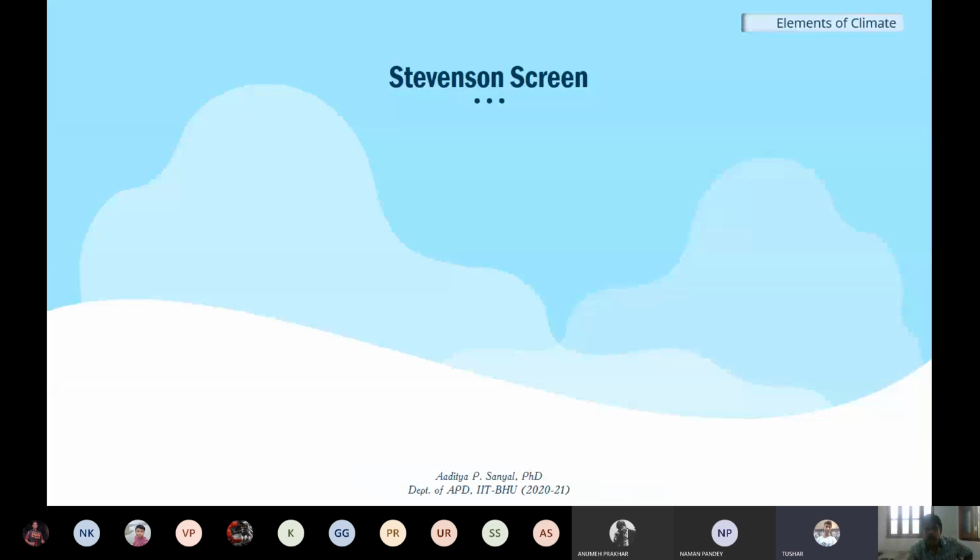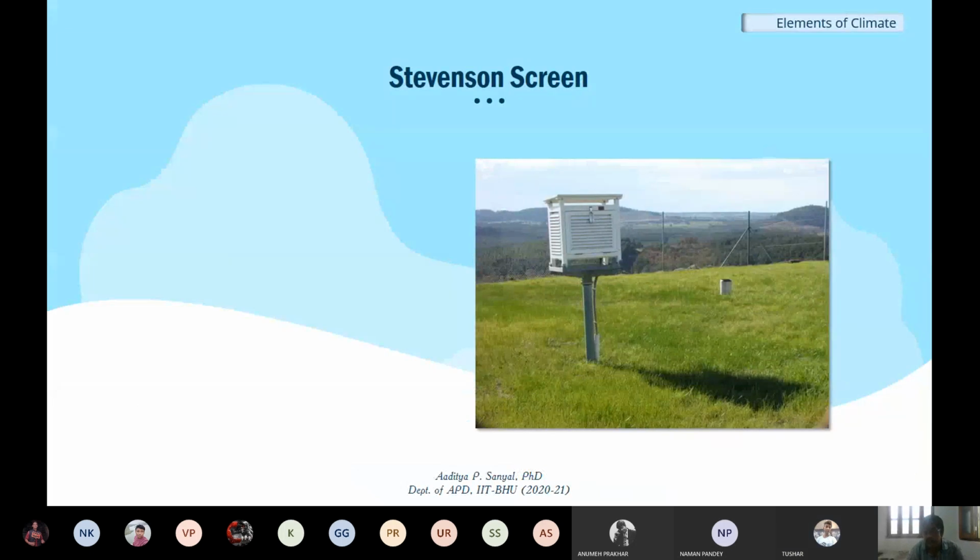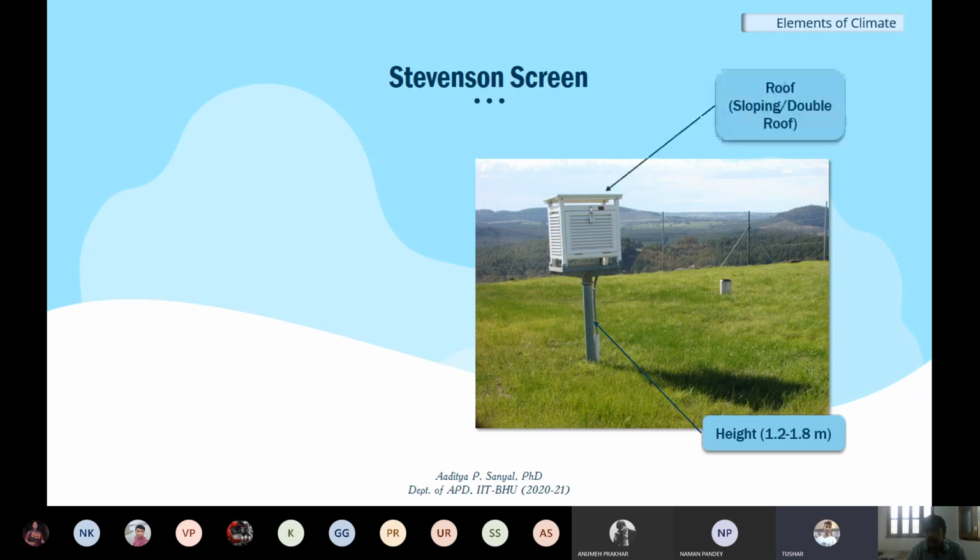But this equipment, the Stevenson screen, is a very special equipment. What I like is that it is a little bit above the ground. It doesn't directly take the temperature from the ground, whatever heat is getting reflected. There's a sloping roof and a double roof. The sloping roof also houses a gauge for collecting the precipitation. So for that purpose, the sloping roof comes into favor.